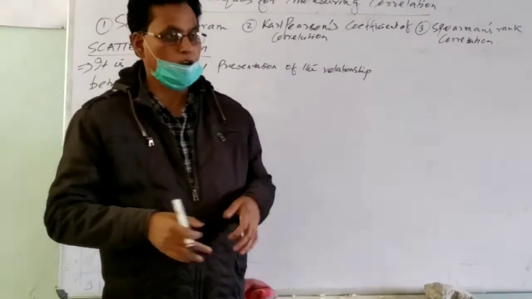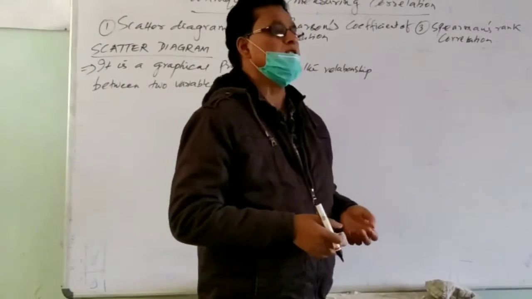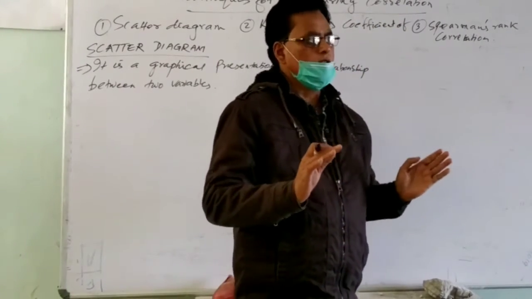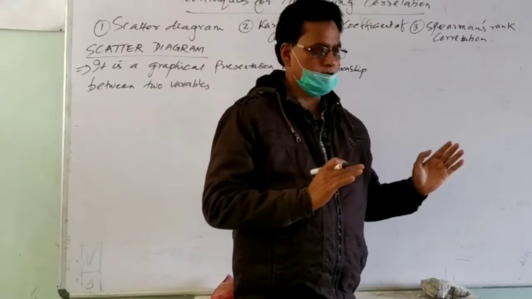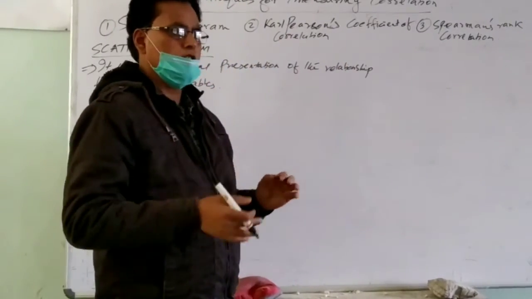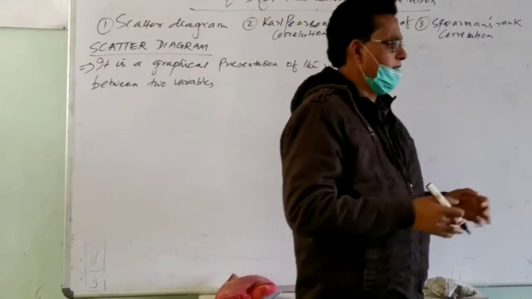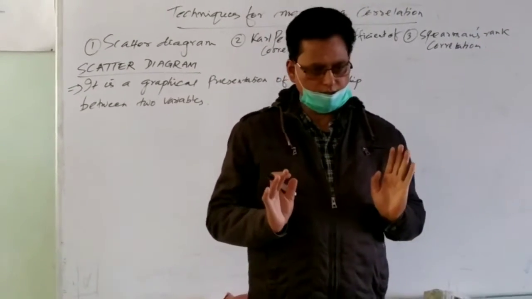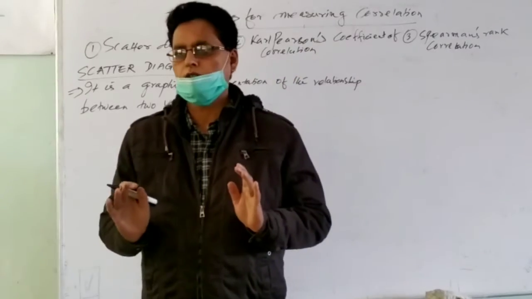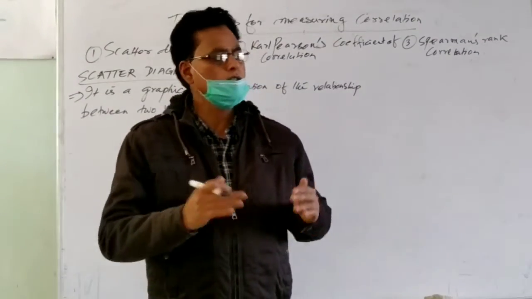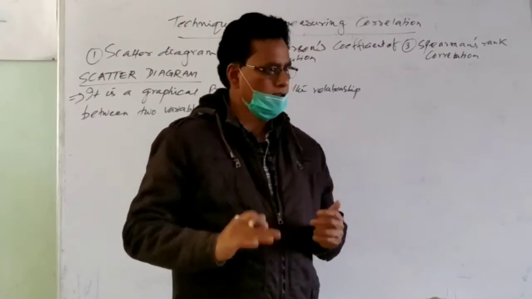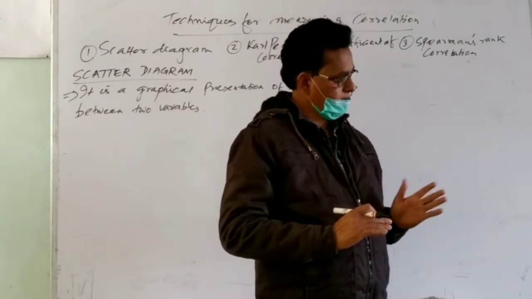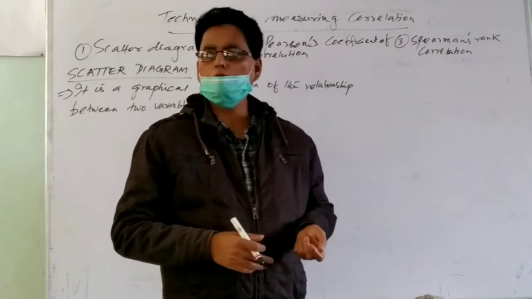X variables are there, Y variables are there. We can present X and Y variables on the x-axis and y-axis. The X variable is plotted on which axis? X-axis, or horizontal axis. And the Y variable is plotted on which axis? Y-axis. Clear? And then after that what can we do?